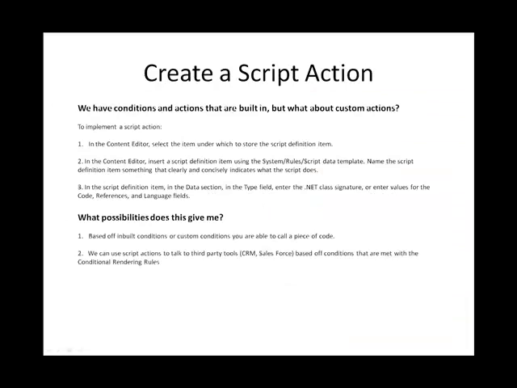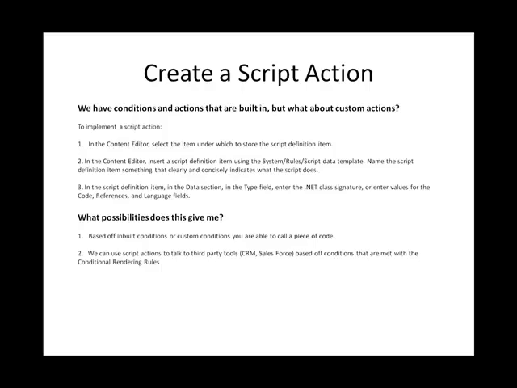So, how about creating a brand new action? Well, we have conditions and we have actions that are built in. What if we want to build a custom one? To implement a script action, in the content editor, simply select the item under which you store all the other script definition items. Insert a script definition item using the following template: System, Rules, Script. Make sure you name the script something that clearly and concisely indicates what the script does. In the script definition item, in the data section, and in the type field, all you have to do is enter the .NET class signature or enter values for the code, reference, or language fields.